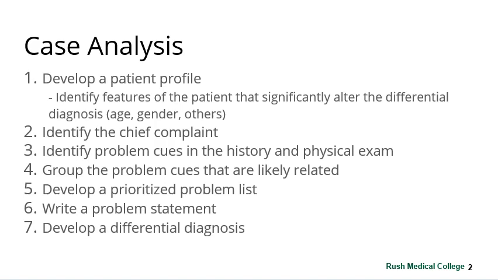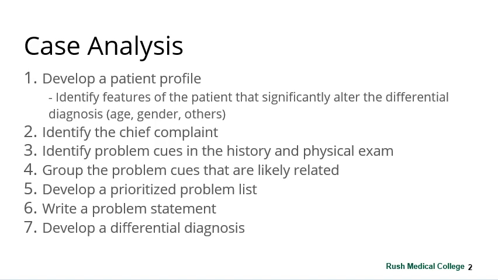So we'll start by developing a patient profile. These are features of the patient that significantly alter your approach to the differential diagnosis. Typically, things that are included are age, gender, but there are often other things. For example, if a patient presents with a cough or hemoptysis, one might consider whether or not they're a smoker. 2, we'll identify the chief complaint.